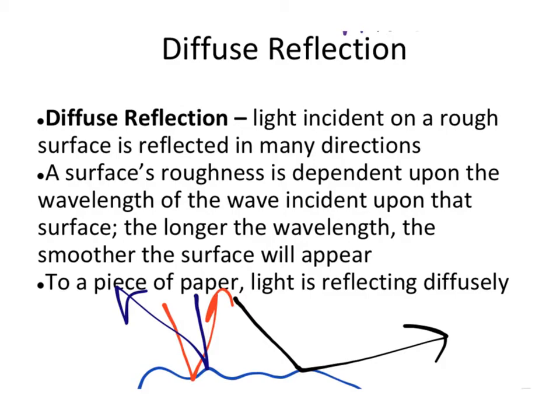Now because of that, depending on the surface you have, if it's a very clean flat surface, you'll have reflection that is very easy to see. But if you have weird surfaces or curves, you'll have diffuse reflection. That's light incident on a rough surface reflected in many directions. Now the surface of the ray essentially has to do with the wavelength of light. The longer the wavelength, the smoother the surface. That's because the wavelengths are farther apart between each other.